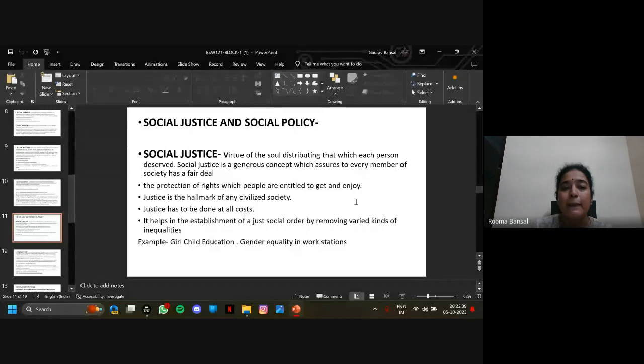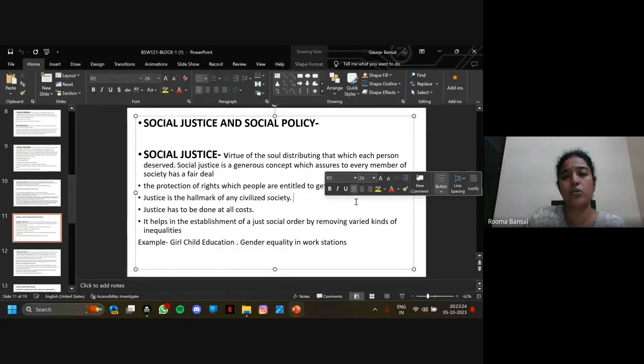You can say social justice is a terminology by which we can say everybody has equal right to education, medical health care, freedom of speech, equality in workstation. These are the rights. By the help of them, people are entitled to get these rights and enjoy them. Enjoy is not the correct word. We can say here they have the right to protect themselves from any sort of inequality. This is called social justice.